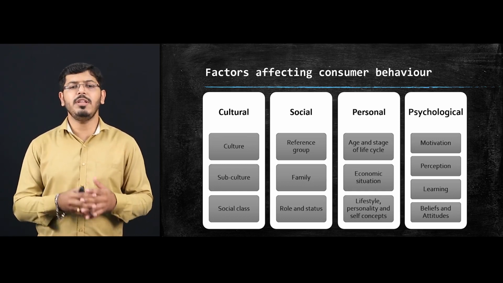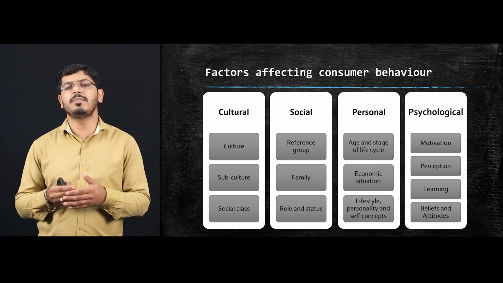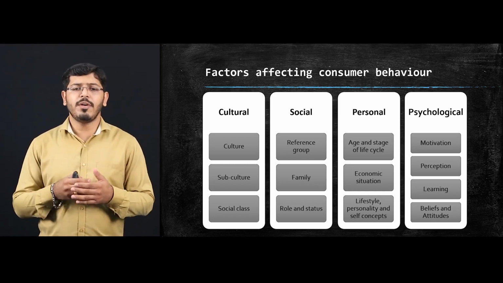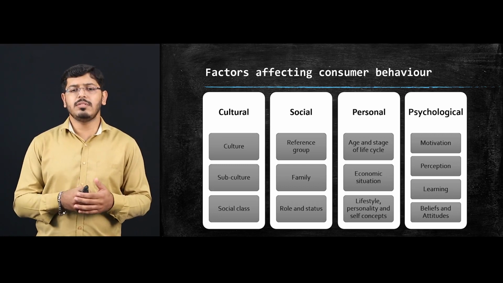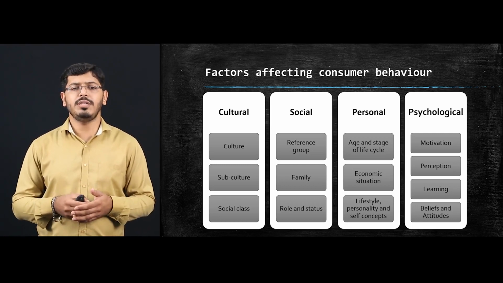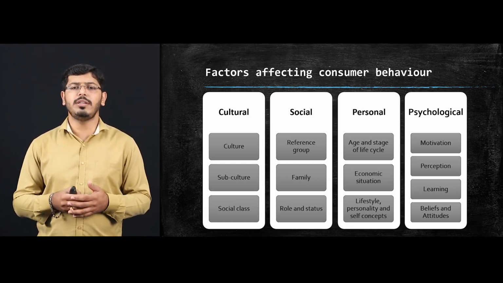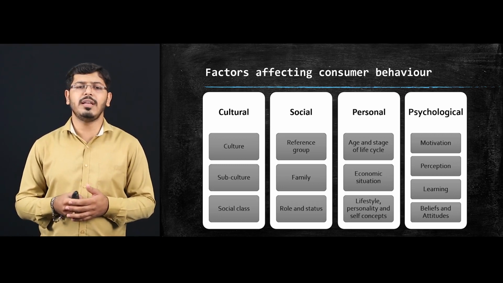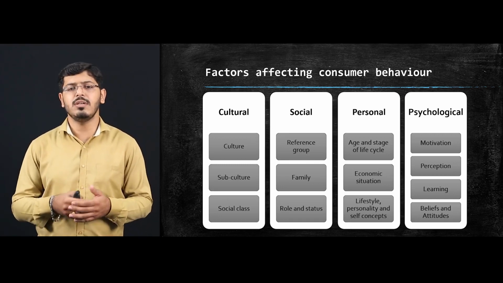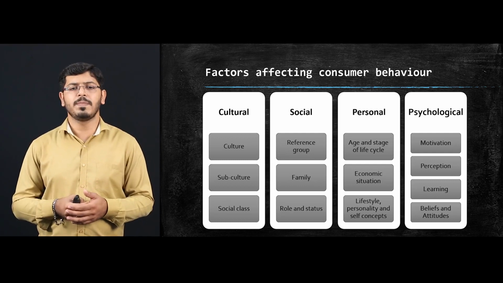The family of orientation consists of one's parents and siblings. From parents, a person acquires an orientation towards religion, politics, and economics, as well as a sense of personal ambition, self-worth, and love.